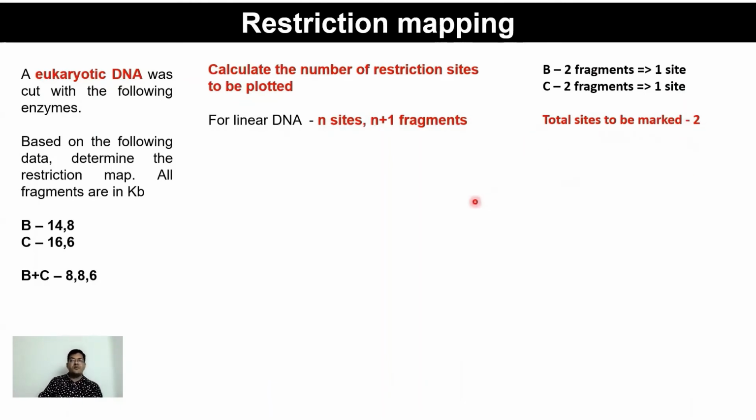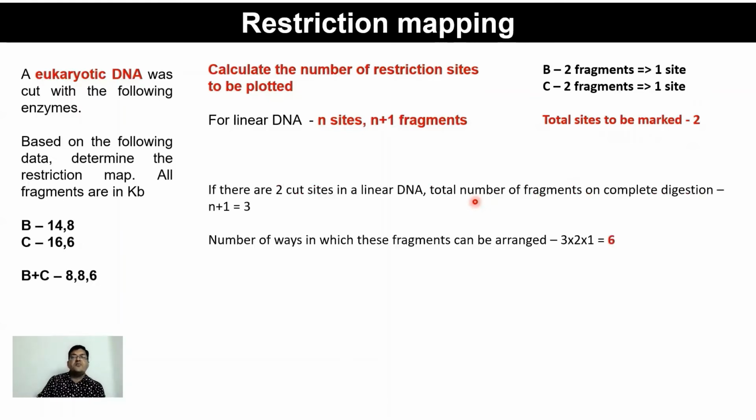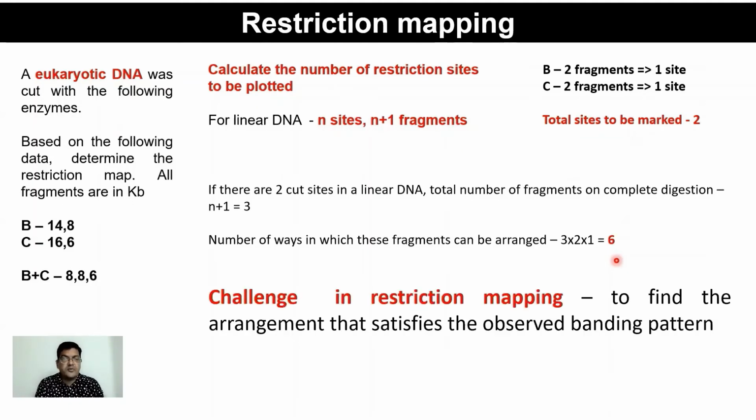And the number of possible ways in which this can be arranged: if there are 2 restriction sites marked on a linear DNA and you have a complete digestion, then the number of fragments formed will be 2 plus 1, that is 3, and the number of possible ways it can be arranged will be n plus 1 factorial, or 2 plus 1 factorial, which is 3 factorial, which is 3 into 2 into 1 equals 6. So the number of possible ways in which it can be arranged is 6. Now the challenge for you is to find that particular combination that satisfies the banding patterns observed on the agarose gel, right?